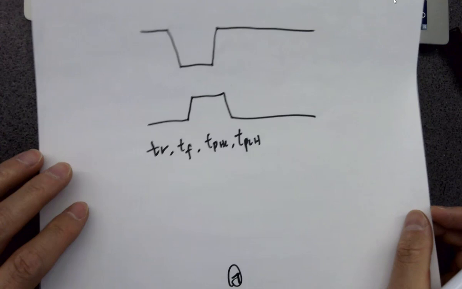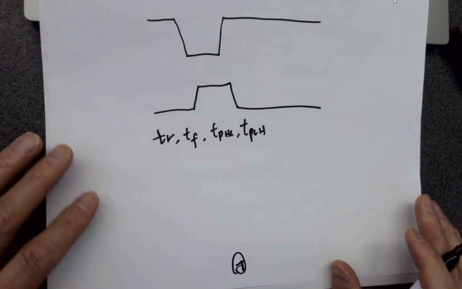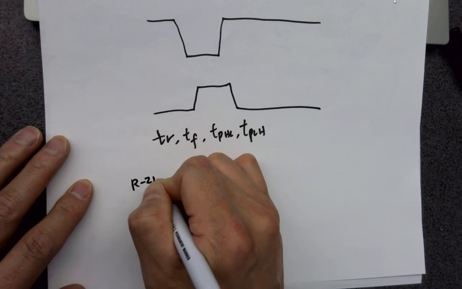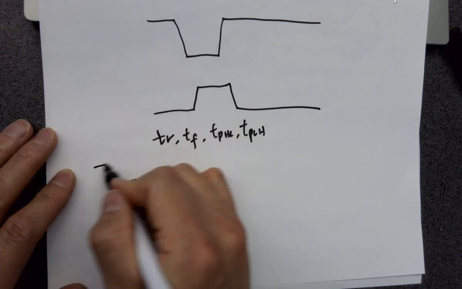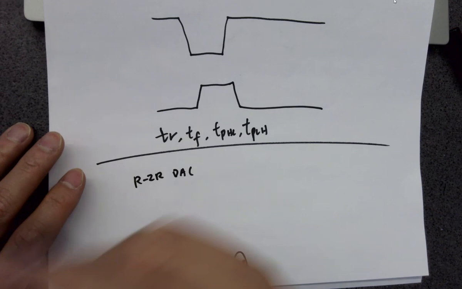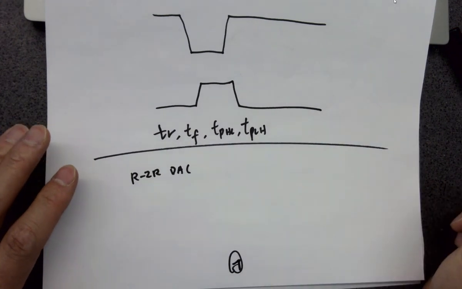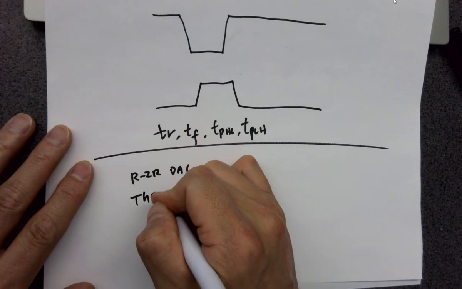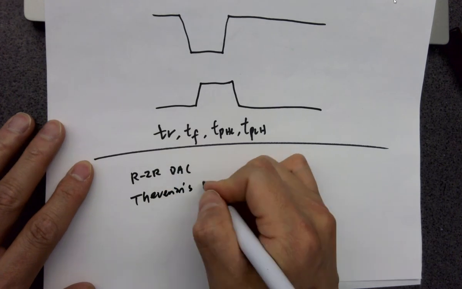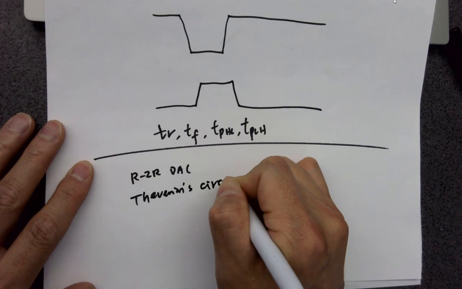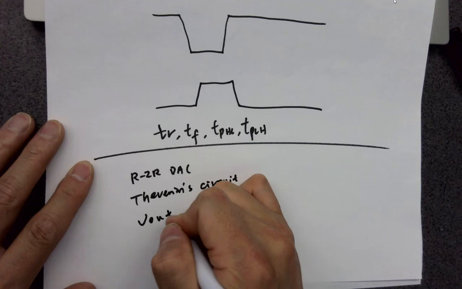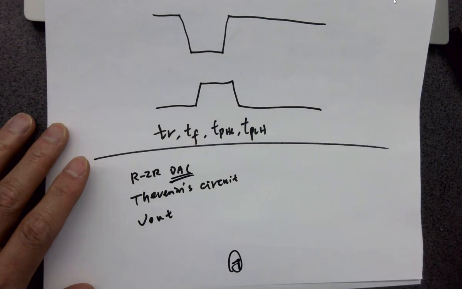A lot of students didn't get a perfect score on the quiz for the R2R DAC, and there will be a problem on that, unfortunately. It's going to ask you to run the Thevenin's circuit, show all the steps, and find out VL, because the DAC is the analog output.